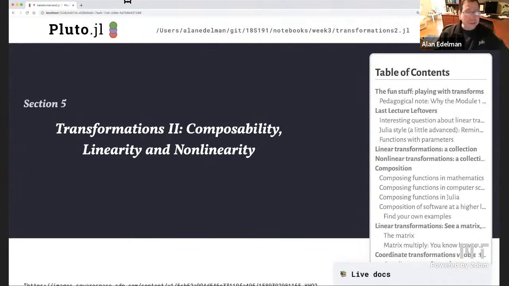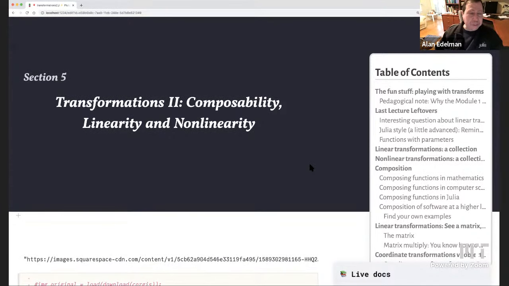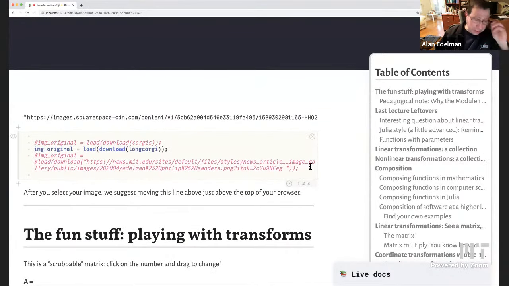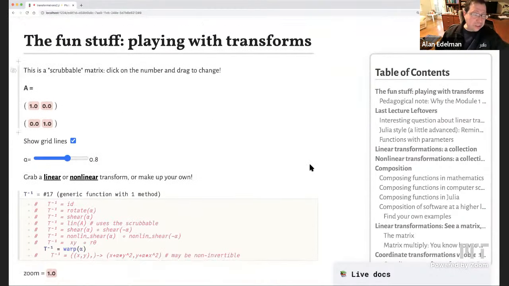But in addition to talking about transformations and various mathematical subjects, we will also talk about composability in mathematics, composability in computer science. Composability of software is a big topic. But let me start by actually playing with what's in this notebook. We did a little bit of this last Wednesday, but I think it's fun just to start playing.